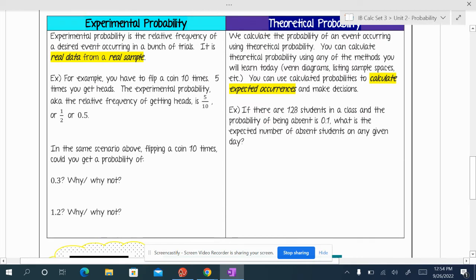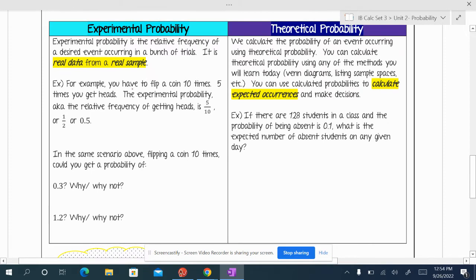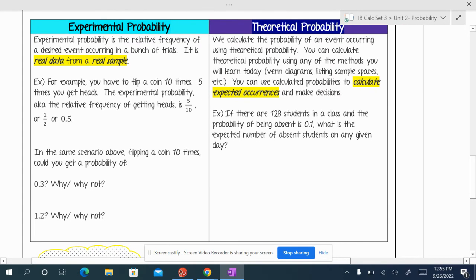Now, there's two types of ways that I want you to think about probability. In experimental probability, we're talking about real data from a real sample. These events have occurred and we have compiled a list of all the outcomes that happened. Okay, we are analyzing real data. So for example, you flip a coin 10 times. 5 times you get heads. The experimental probability, aka the relative frequency of getting heads, is going to be 5 out of 10 or 1/2 or 0.5. These are all the ways that we can read it.